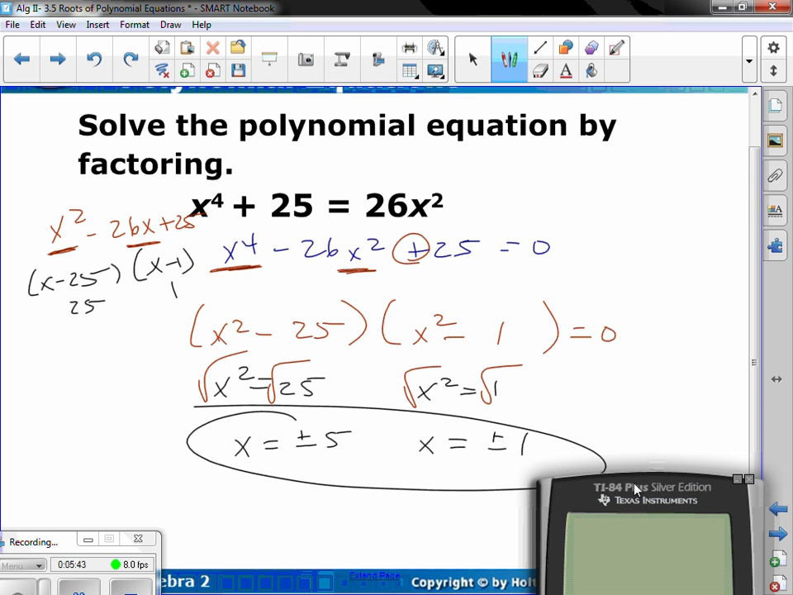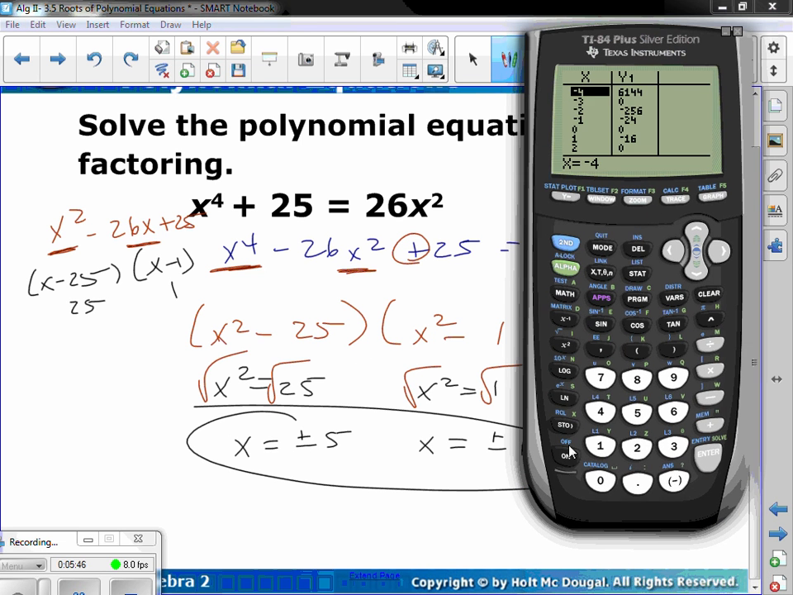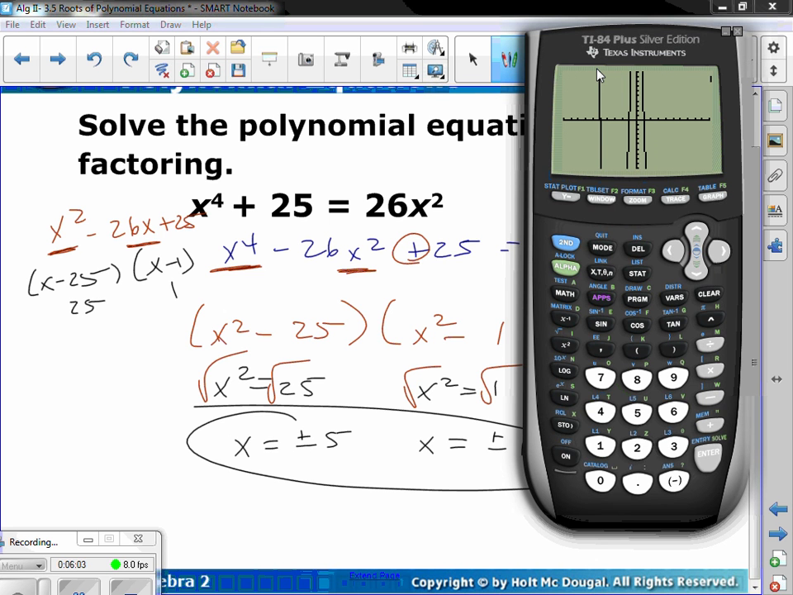If I graph it, here's the graph. Crosses at negative 5, goes down, crosses at negative 1, comes back down here, crosses at 1, and crosses at 5. You can see it by the graph. You can also see it by the chart.